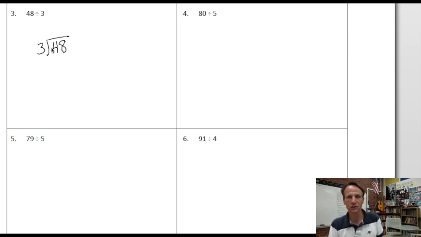So how many 3's in 4? Well, we skip count by 3's. 3, well, that's it, right? So there's 1. There's 1 3 in 4 because 1 times 3 is 3. We subtract out those 3 we've divided, and we are left with 1 in the tens place. But we still have this 8 in the ones place to deal with. So let's put it here so we can actually divide it with the 1 in the tens place.